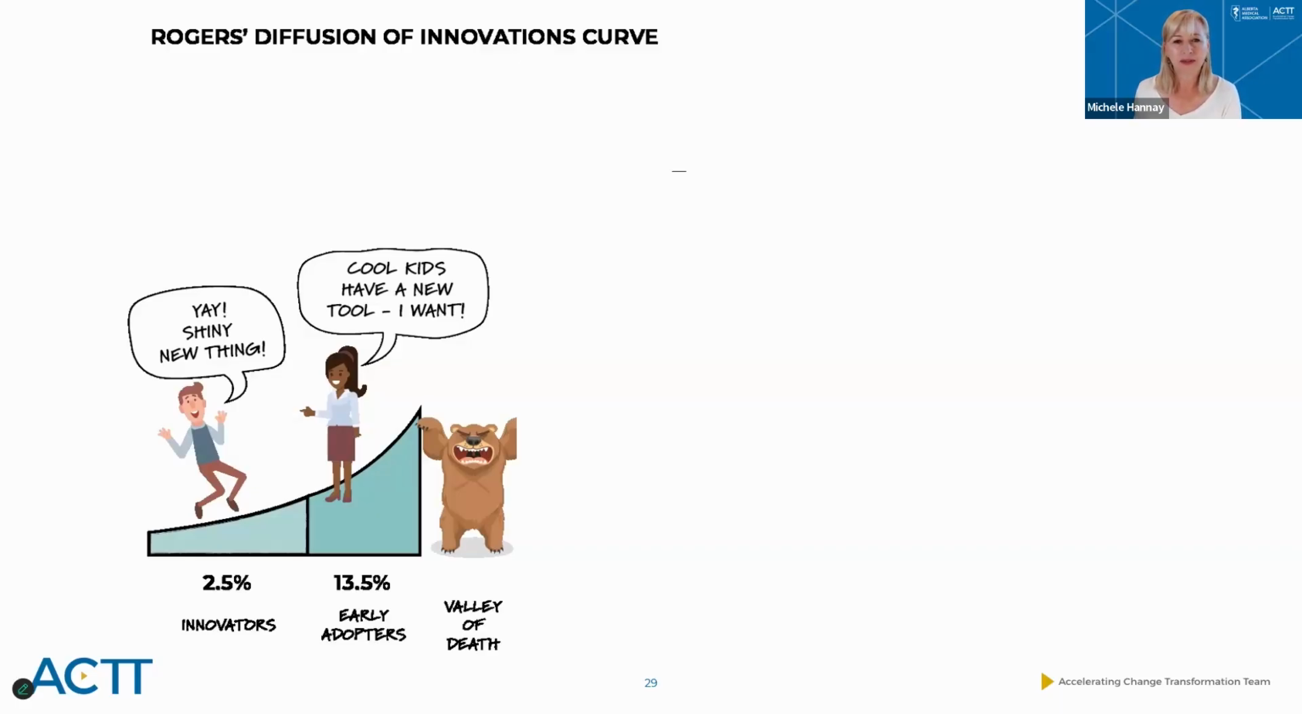They don't need a lot of support. They don't need a lot of information. And so if we don't then change our approach to suit the next group in line, they're not going to adopt. And again, whatever the innovation or change is, it will just fall into that valley.